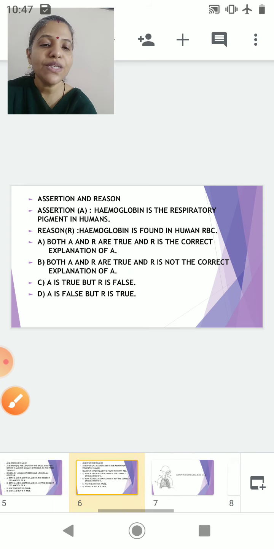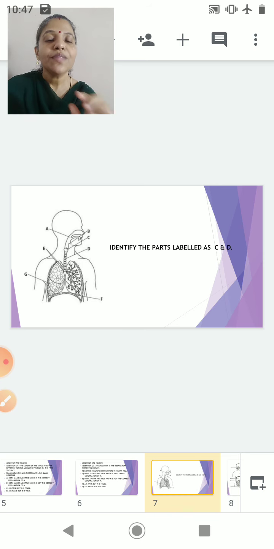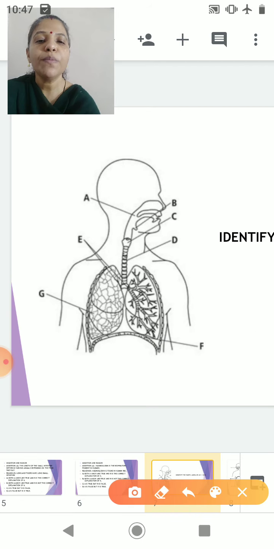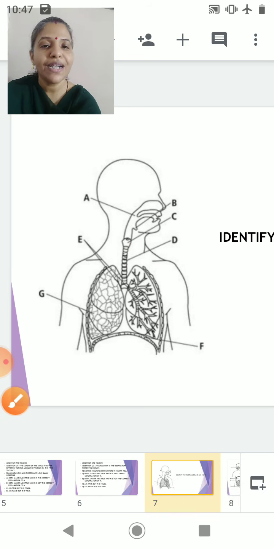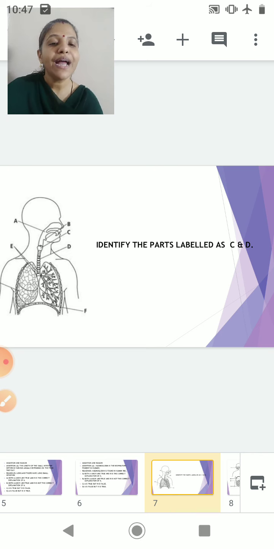Yeah. Now students, let us go to the next. So here I have a picture diagram. The picture will be given and we will tell you to identify the labeled part. Here I have told you to identify the parts labeled as C and D. What would be the part labeled as C and this is D? The C is the larynx and D is the trachea. So we have identified the parts labeled as C and D.